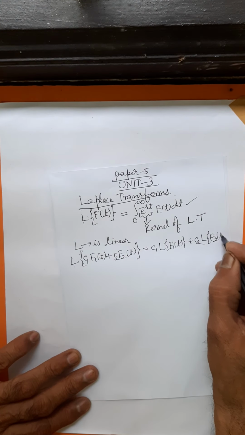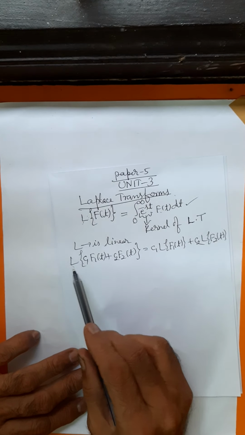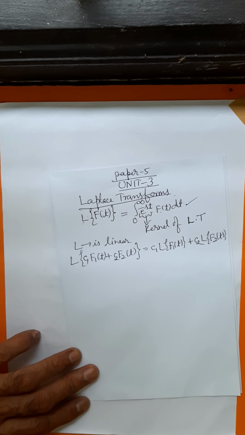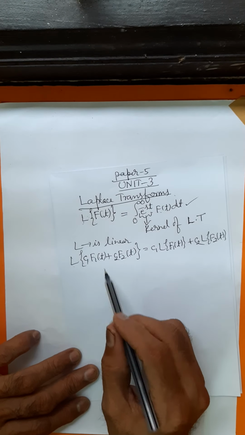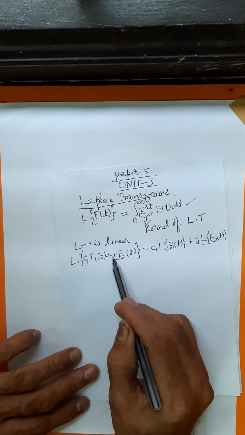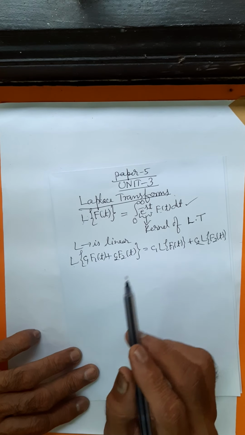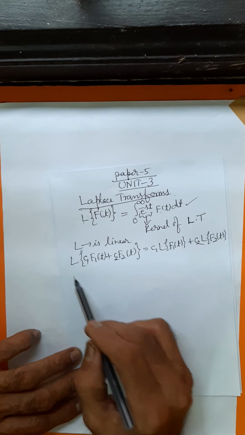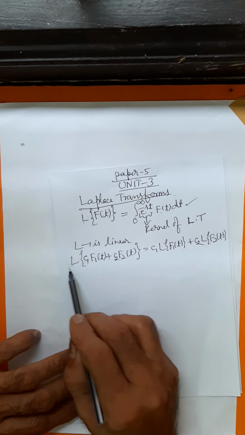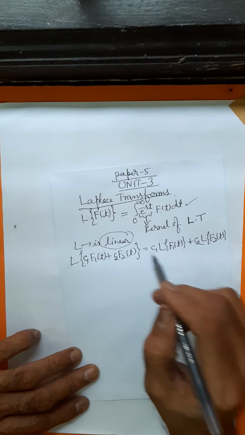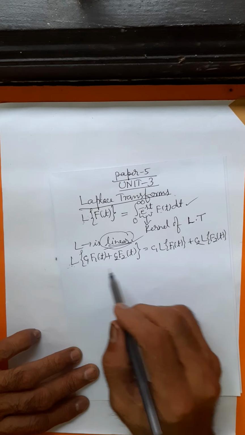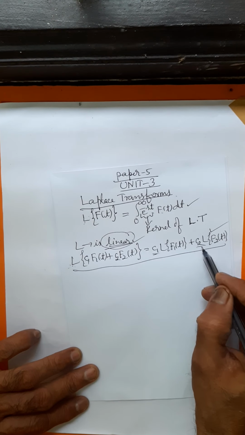Linear means just this: you can spread and write. L of the sum is the sum of the transforms. You multiply two functions by the constants c1 and c2 and add them, and L of this is c1 times L of f1 of t plus c2 times L of f2 of t. Such a property is called linearity. The Laplace transform is a linear operator, meaning this. C1, C2 are constants here.